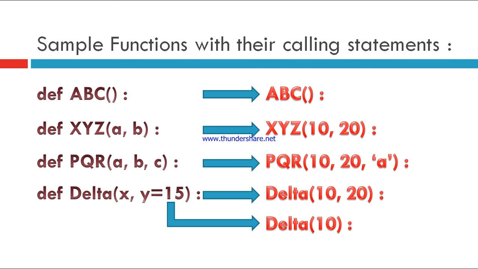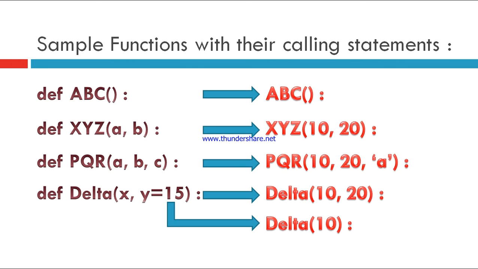Now here there are two different types of function calling related to this delta function. The first calling is delta 10, 20. Two arguments are there and we are going to supply two different values to the function. So delta 10, 20 is a proper function calling. 10 is going to be stored in variable x, 20 is going to be stored in variable y.